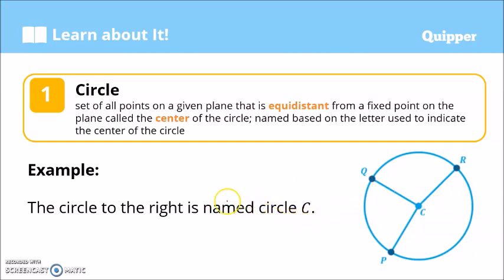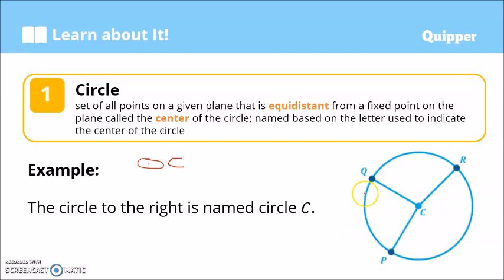Circle C. Or in symbols, let's write it here. In symbols, magdodrawing tayo ng circle and then may point sa gitna and then yung name ng center ng circle. So that's circle C. So that's in symbols. So within this circle here, ito lang yung figure na na-form natin. Hindi kasali yung space sa loob, hindi yan yung circle.